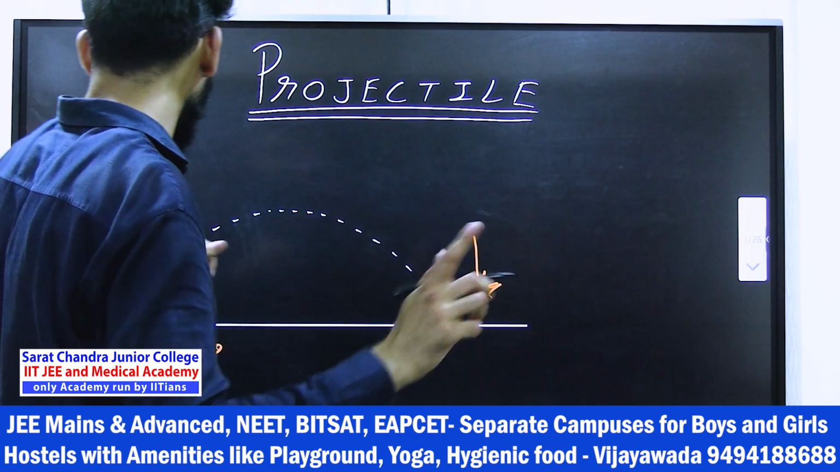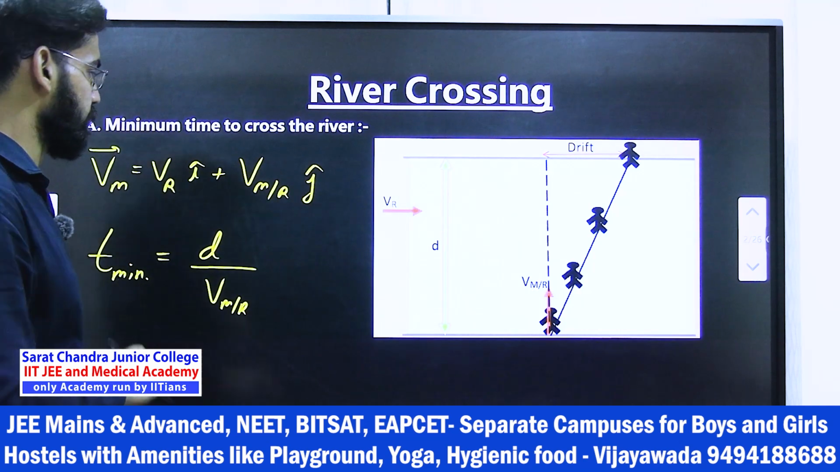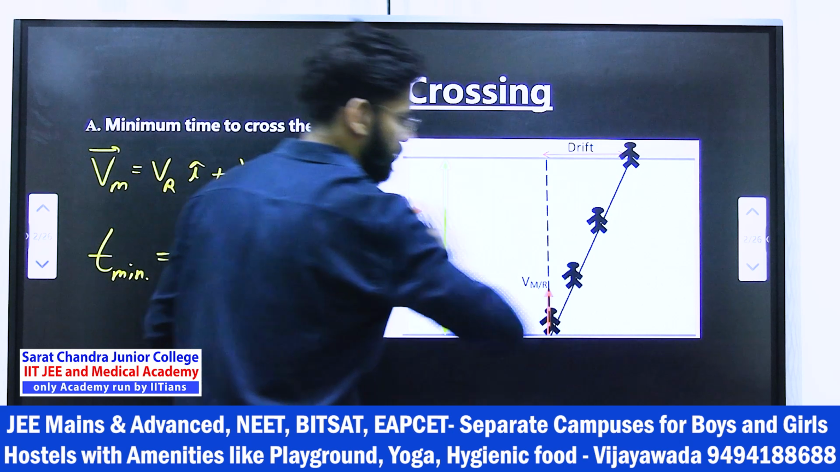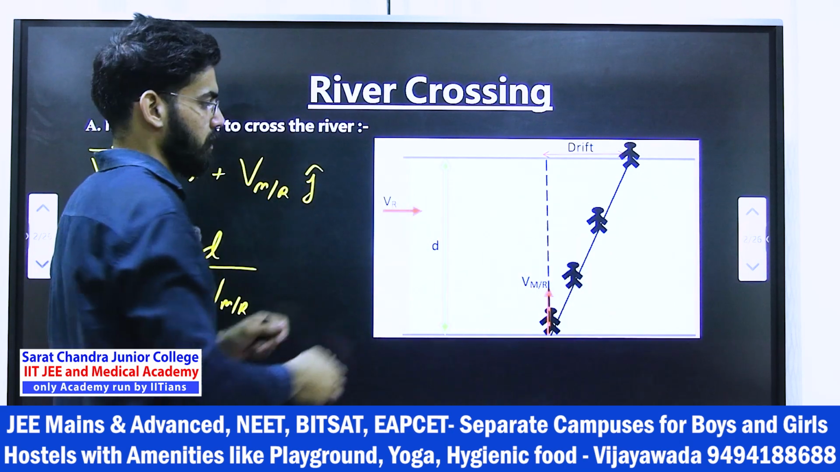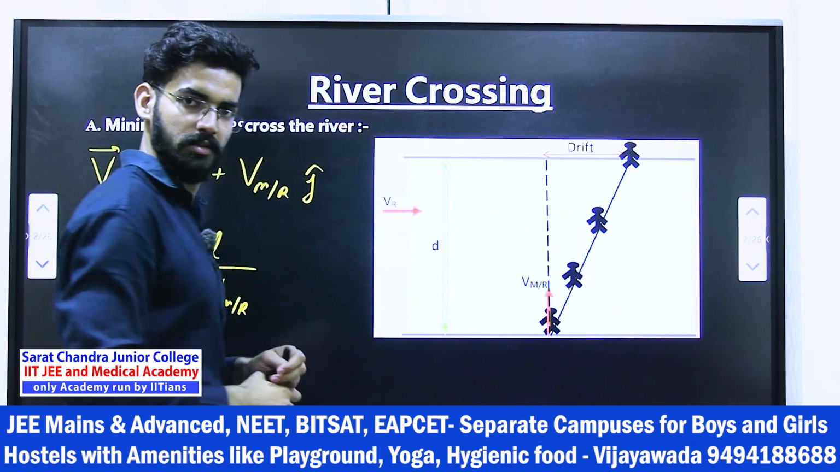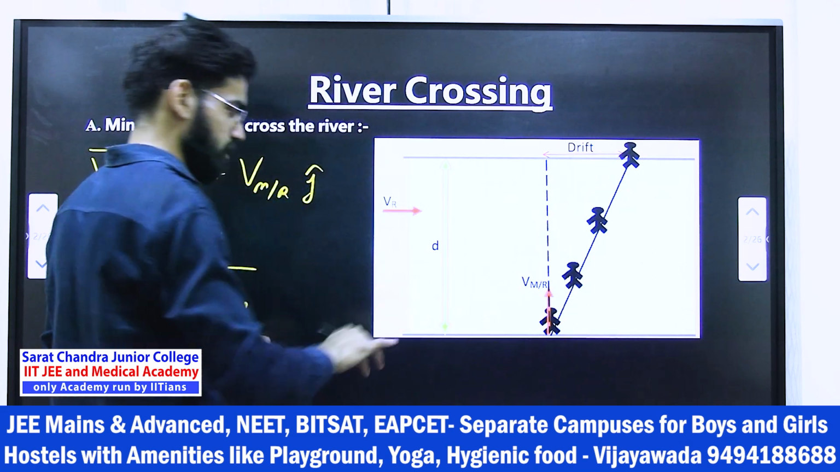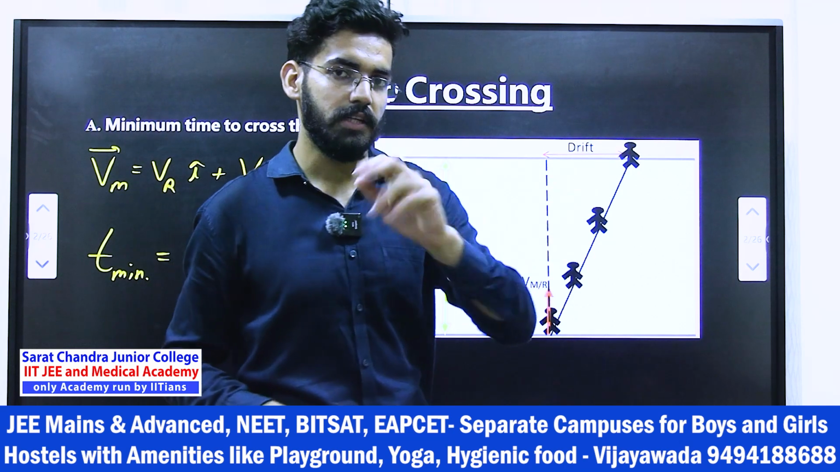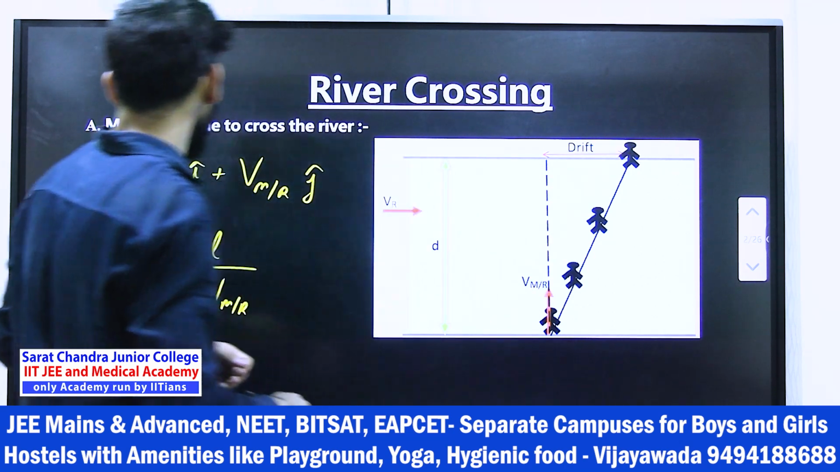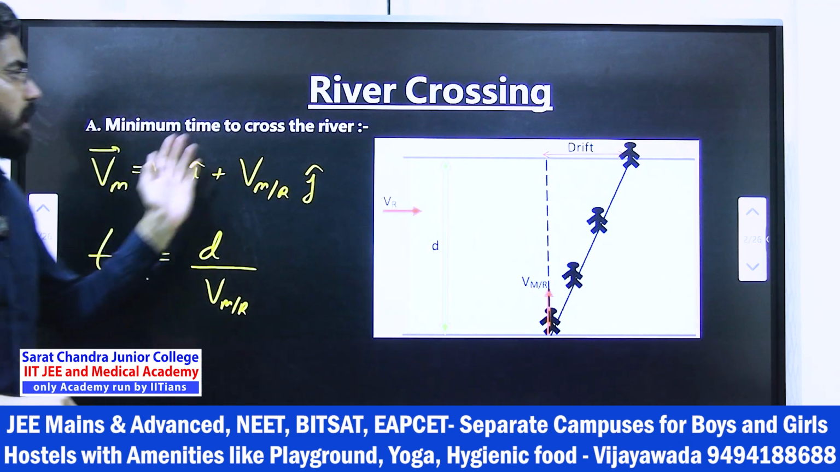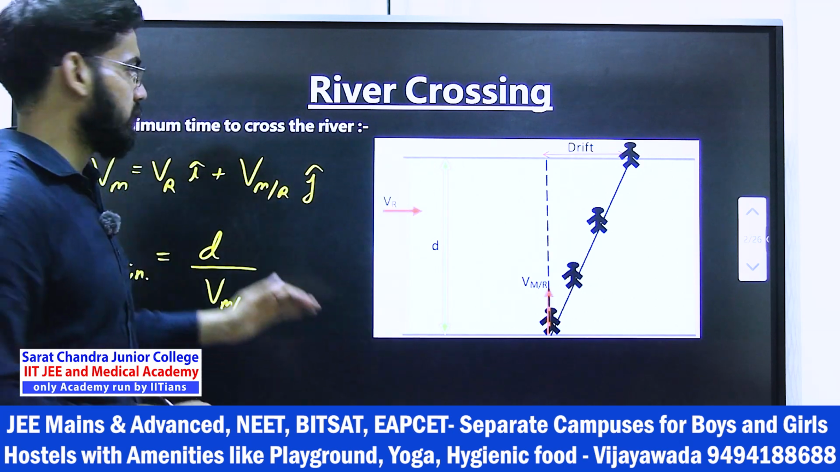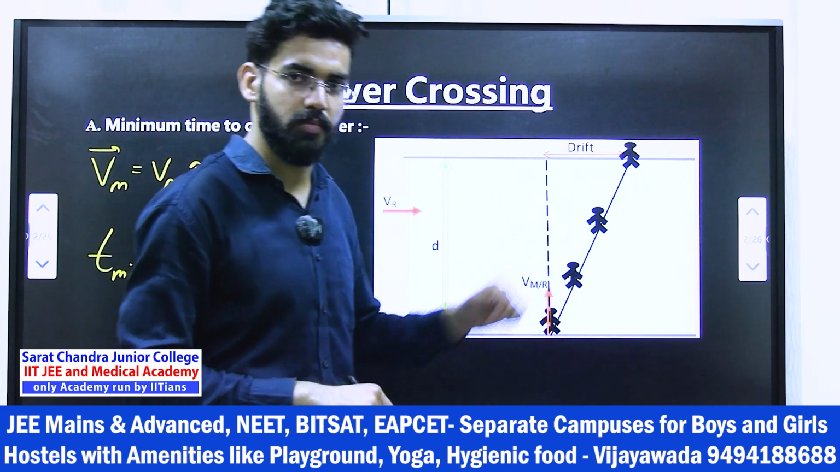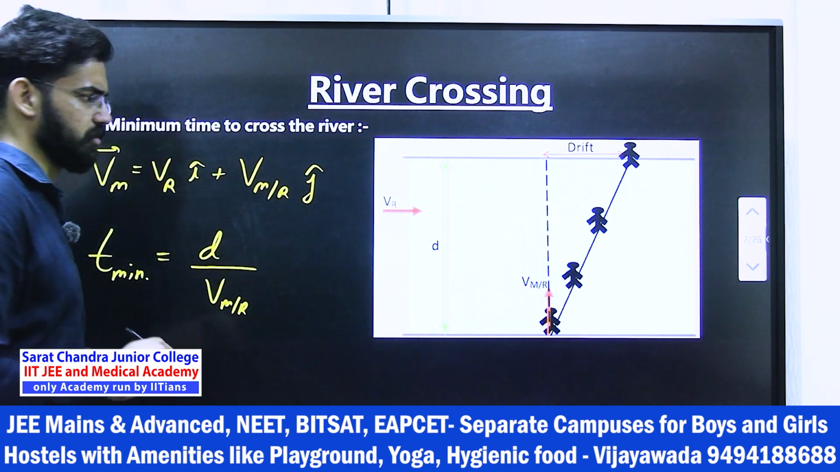Now come to river crossing. Why did I tell you this thing? See, first of all, I will mention what the things are here. We have a river flowing in this direction with VR. The width of the river is small d. Man's velocity with respect to the river is v_mr, that is generally mentioned. And this is drift, I will tell you, just hold on. Now we are taking the first case, with minimum time to cross the river. Now the first question asked is: sir, why is he jumping straight for the minimum time taken?